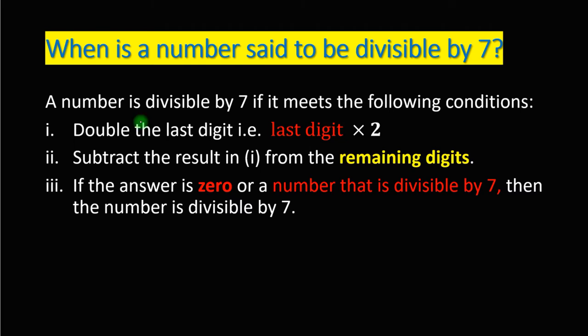When is a number said to be divisible by 7? A number is divisible by 7 if it meets the following conditions. The first step is double the last digit, then subtract the result from the remaining digits, and if the answer is 0 or a number that is divisible by 7, then we say the number is divisible by 7.